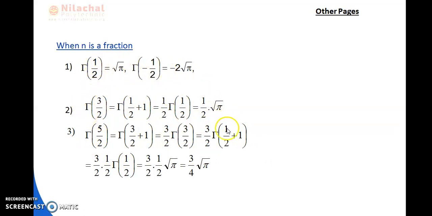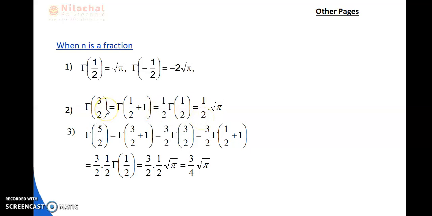Next, some question will ask you to find gamma of 3 by 2, meaning you have to convert this value using the reduction formula, gamma of n plus 1. So 3 by 2 can be written as 1 by 2 plus 1. Gamma n plus 1 can be written as n gamma n. So here n is 1 by 2, so 1 by 2 gamma of 1 by 2. And gamma of 1 by 2, its value is root pi. That means you have to remember this value. Gamma of 1 by 2 is root pi. So that equals root pi by 2.